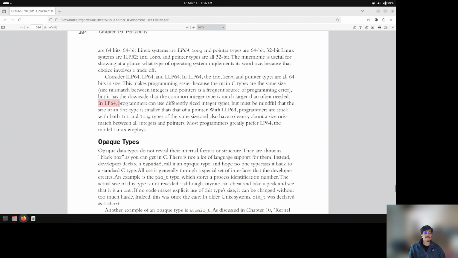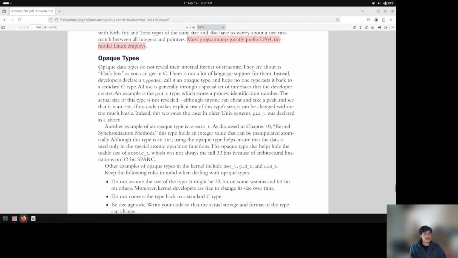In LP64, programmers can use differently sized integer types. So I is 32 most likely, L and P are both 64, but you must be mindful that the size of an int type is smaller than that of a pointer. With LLP64, programmers are stuck with both int and long types of the same size and have to worry about the size mismatch between all integers and pointers. Most programmers greatly prefer LP64, the model Linux employs.